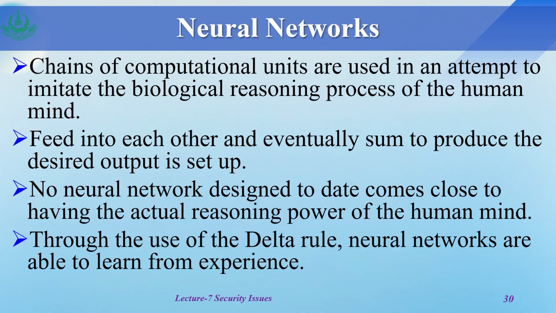Neural networks, chains of computational units, are used in an attempt to imitate the biological reasoning process of the human mind. Units feed into each other and eventually sum to produce the desired output. No neural network designed to date comes close to having the actual reasoning power of a human mind. Through the use of the delta rule, neural networks are able to learn from experience.